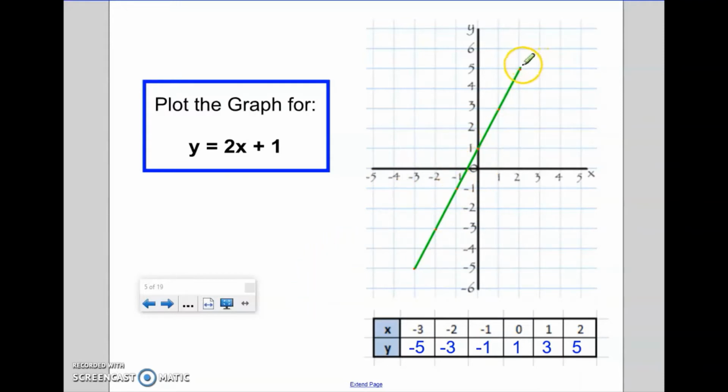This linear graph would continue up and beyond here, and would continue down and beyond here. But for the sake of this lesson, we're just going to look at the values that were given in the table. So I want the graph of y equals 2x plus 1 between the values of -3 and 2, which is exactly what is displayed on the screen here.